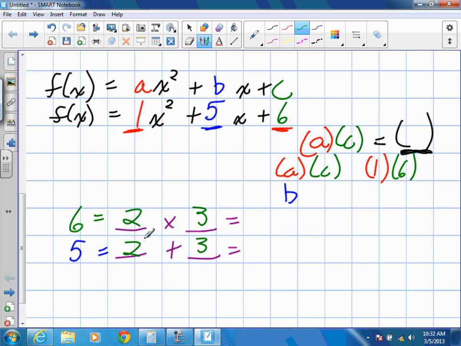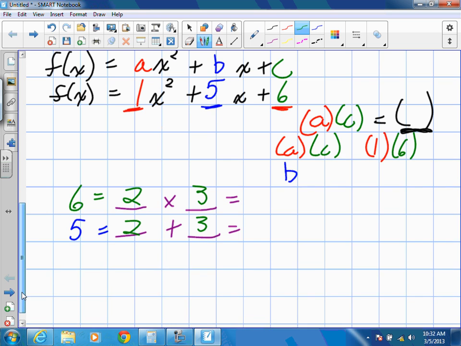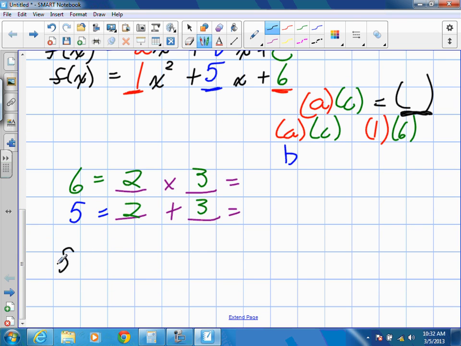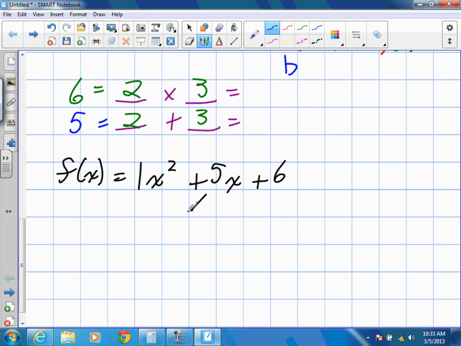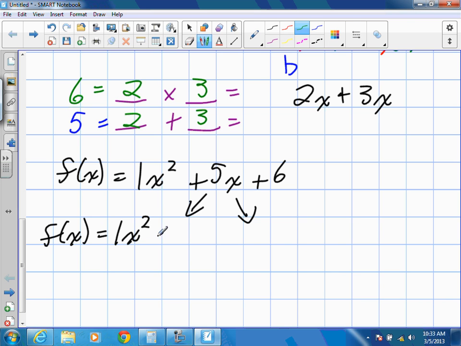Perfect. So now that we have that, we take that original question, f of x is equal to 1x squared plus 5x plus 6. And what we're going to do is this 5x is now going to be split. We're going to take these values, 2 and 3, and we're going to call them 2x and 3x. And essentially we know that if we add them together, they make 5x. So f of x is equal to 1x squared plus 2x plus 3x plus 6.